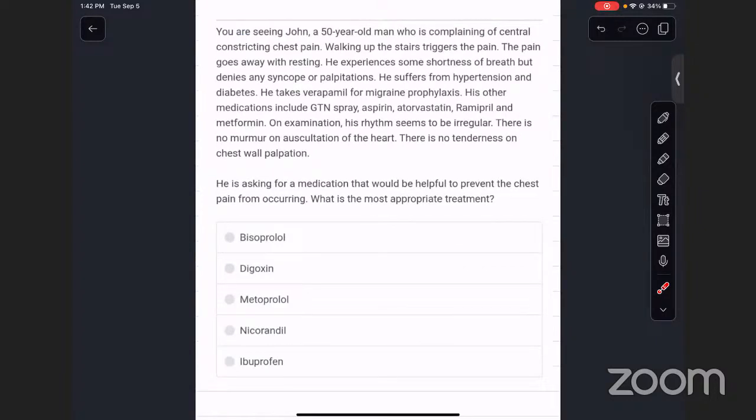Let's see that scenario. You are seeing John, a 56-year-old man who is complaining of central constricting chest pain. Walking up the stairs triggers the pain on exertion. Central chest pain triggered by exertion goes away with resting. He experiences some shortness of breath but denies any syncope or palpitations. Risk factors are hypertension and diabetes. Also comorbid migraines, already on verapamil. His other medications are GTN spray, aspirin, atorvastatin, ramipril, and metformin.